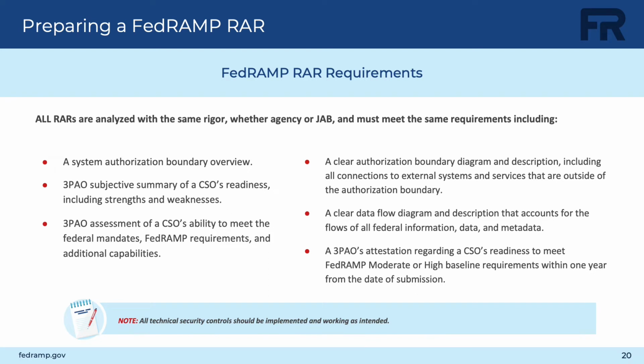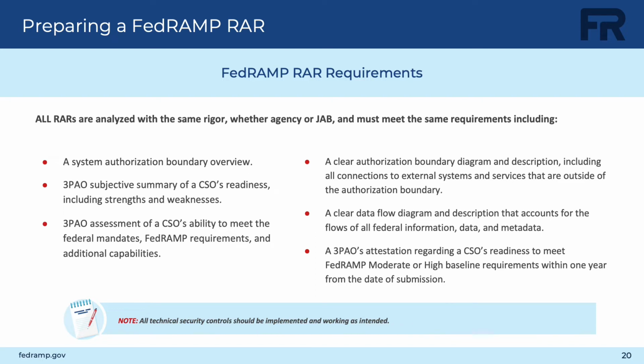FedRAMP RAR templates are available for systems categorized at the high or moderate security impact level in accordance with the Federal Information Processing Standards Publication 199 Security Categorization. The high and moderate baselines follow the same steps for completion, with additional substeps for the high baseline report. Let's take a look at some of the requirements within the RAR.